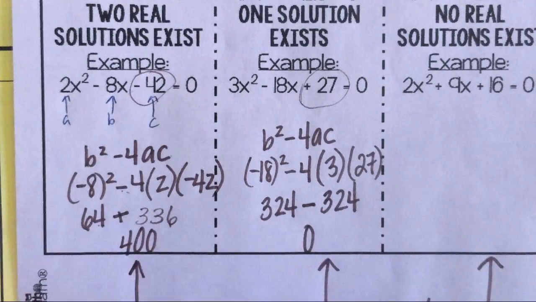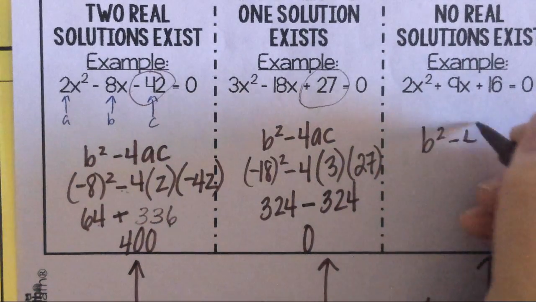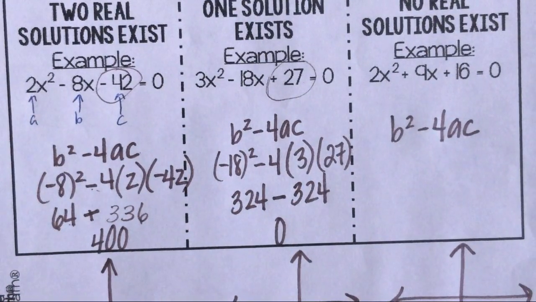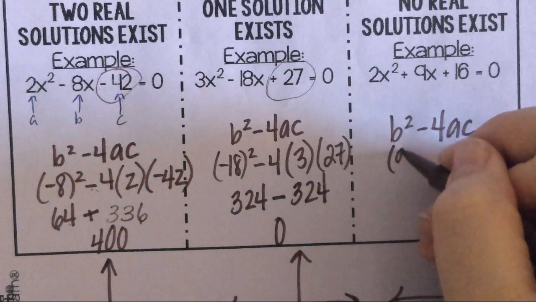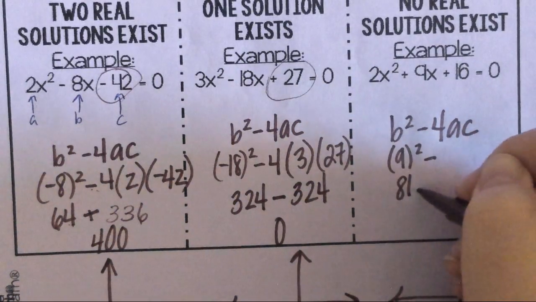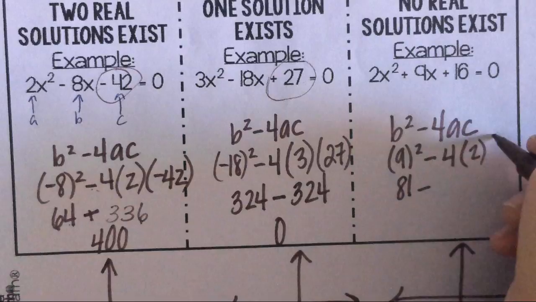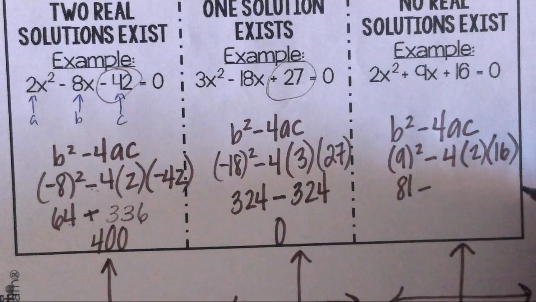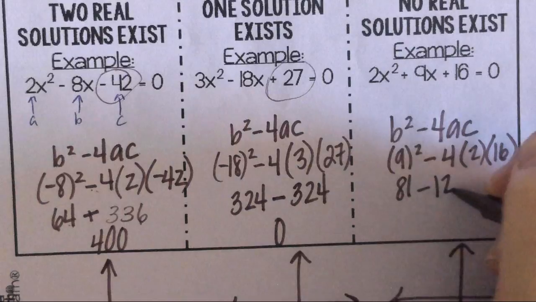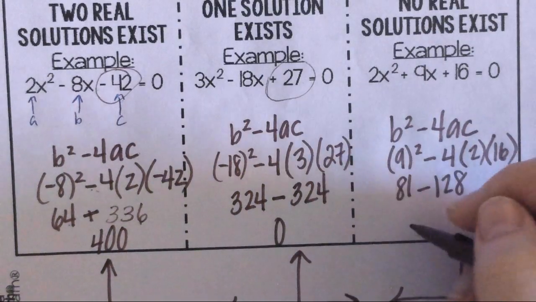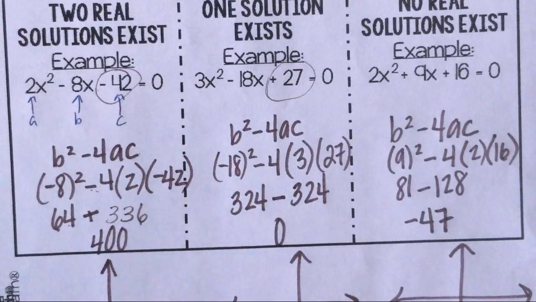And then for kicks, let's go ahead and do the third one. So B squared minus 4AC. What is my B? 9 squared, which is 81. Thank you, ma'am. She's jumping the gun. I like it. What is my A? 2. What is my C? 16. So I need to know 4 times 2 times 16. So you did 81 minus 128, and what did you get? Say it again. Okay, that's great.